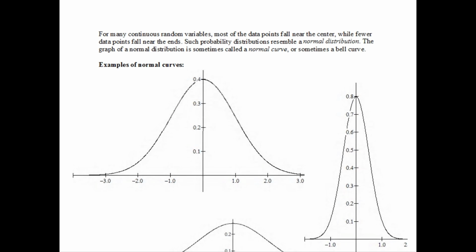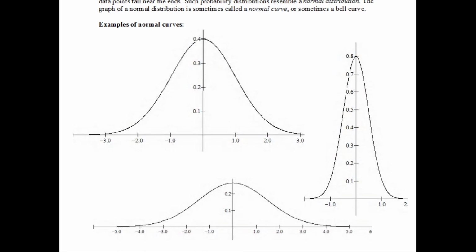For many continuous random variables, most of the data points fall near the center and there are fewer near the end. Distributions like these resemble what we call a normal distribution, which is a very particular type of continuous random distribution. Its graph is called a normal curve, or sometimes a bell curve because it is bell-shaped. These are examples of normal curves. Notice all of them are higher in the middle and they get closer to the x-axis as we go out to near the ends.